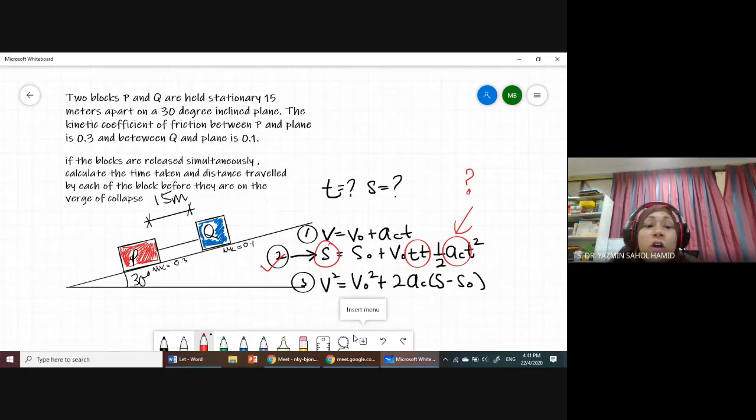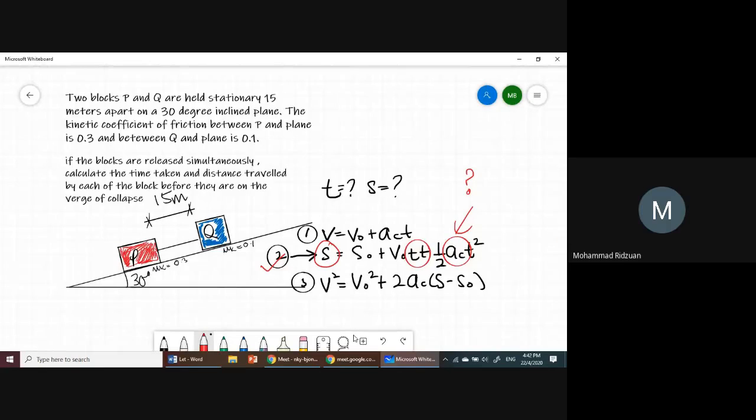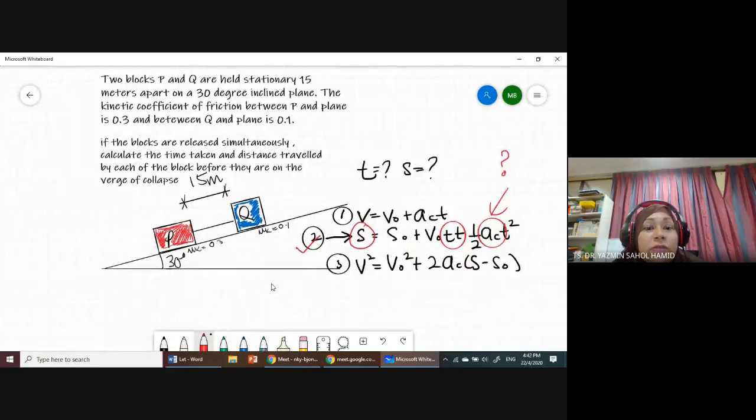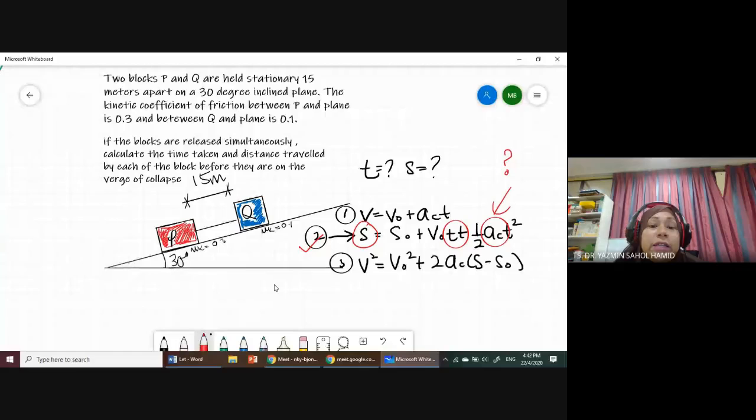What is the acceleration of block P and Q? Do you have that? Is it 0? Why 0? It is not moving with a constant velocity because it has different friction values. This question did not mention that it is moving at a constant velocity. So it does have an acceleration, but the acceleration for P and Q is different.